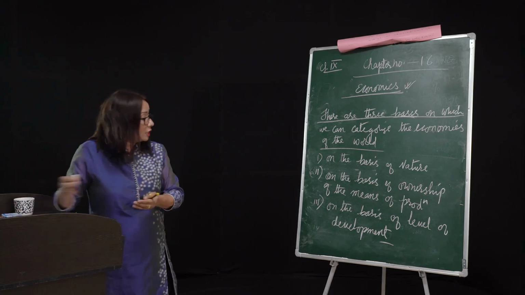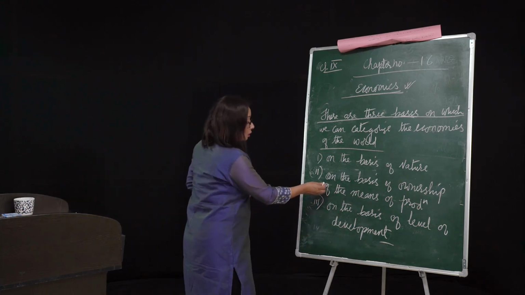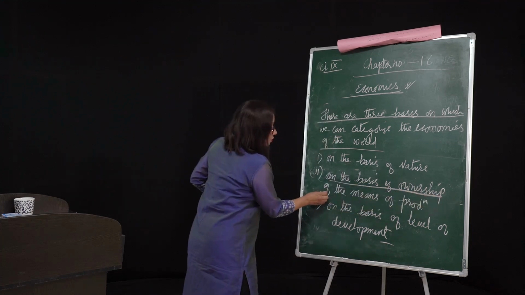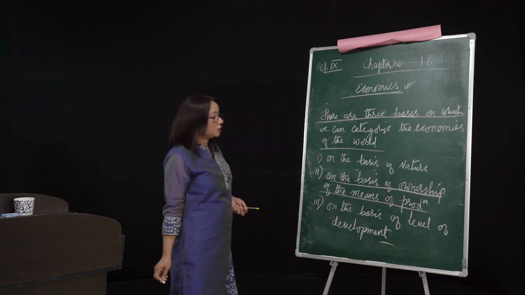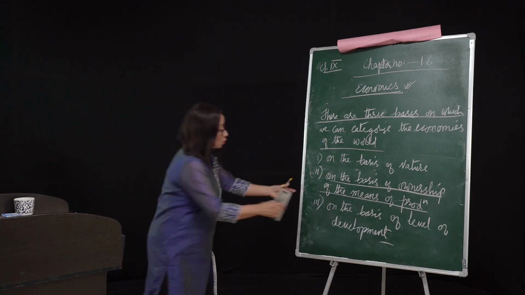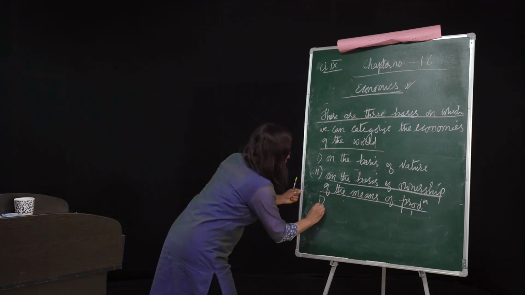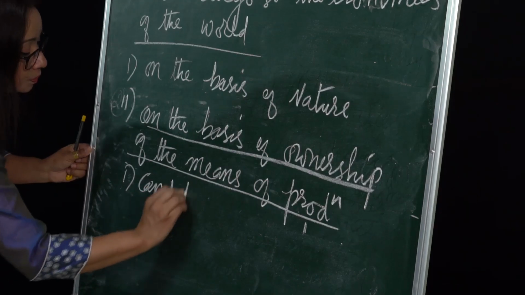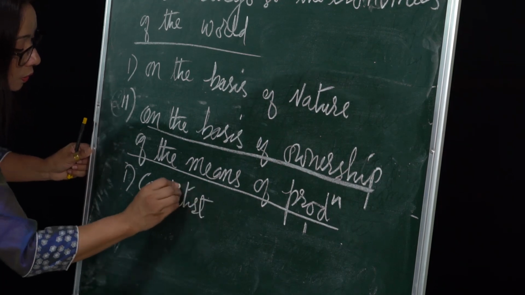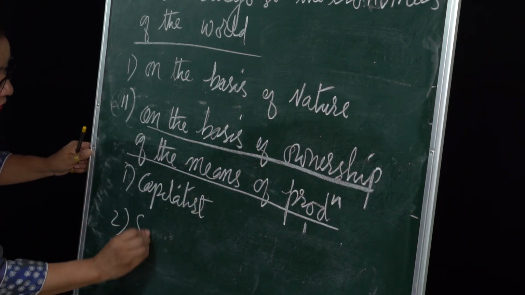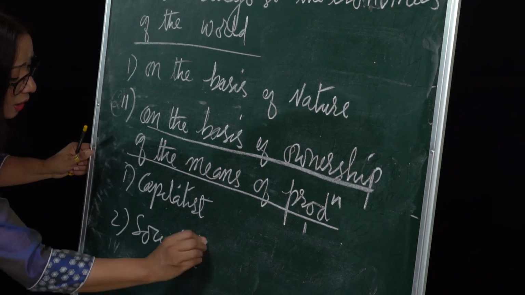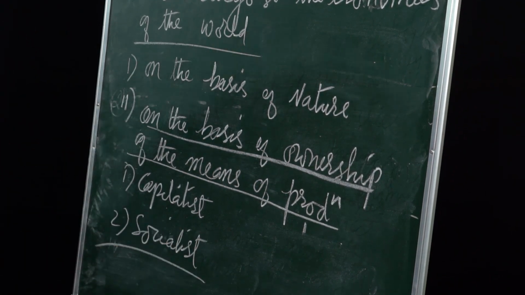Today we will come to the next one, on the basis of ownership of the means of production. We did capitalist economy. Now we will start with socialist economy. Now, in the capitalist economy, one drawback or one demerit was that there was a wide economic gap between the rich and the poor, the haves and the have-nots, okay?